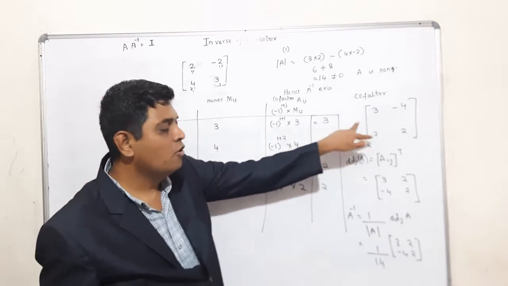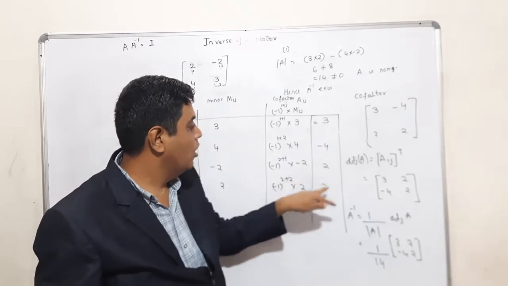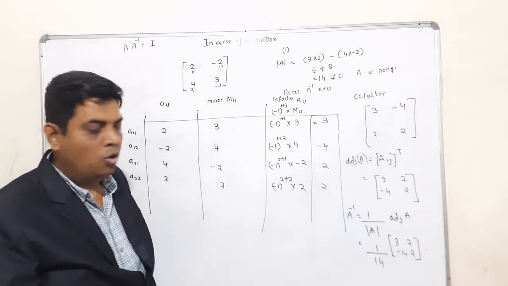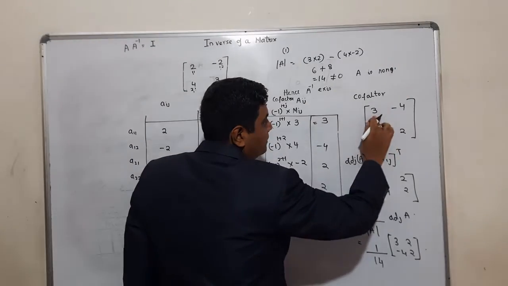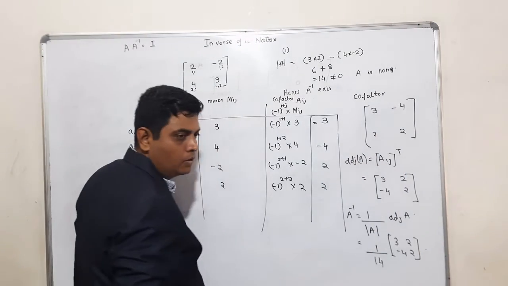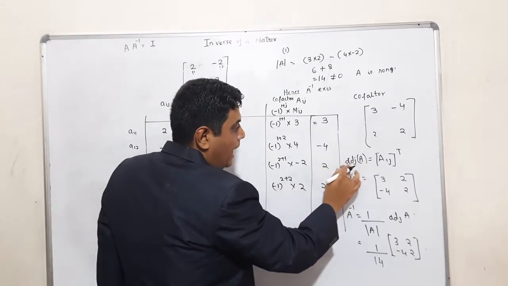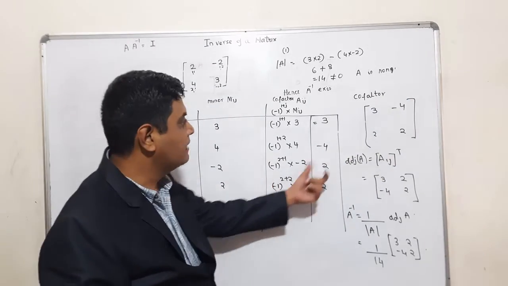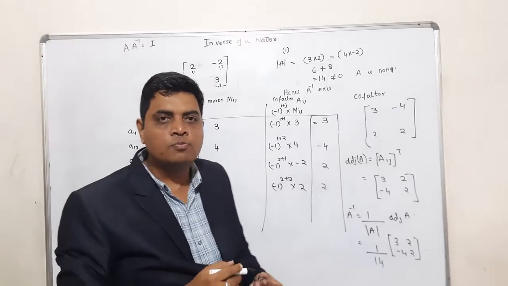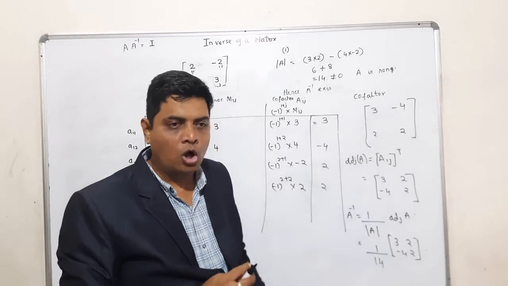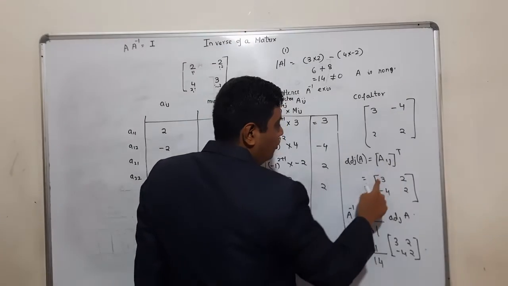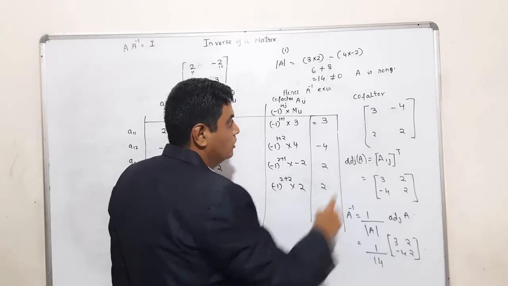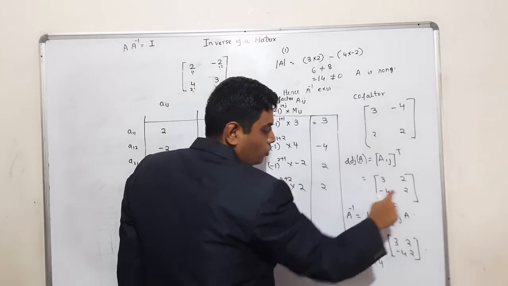So this is my matrix of cofactors. This is my matrix of elements, and this is my matrix of cofactors. So what is the cofactor matrix? It is 3, minus 4, 2, 2. Now how do I find the adjoint matrix? The adjoint matrix is the transpose of this matrix. Whatever matrix I get, I take the transpose of that. What is the transpose? You interchange the rows with the columns. So my first row 3, minus 4 becomes the first column, and the second row becomes the second column. So this is 3, 2, minus 4, 2.